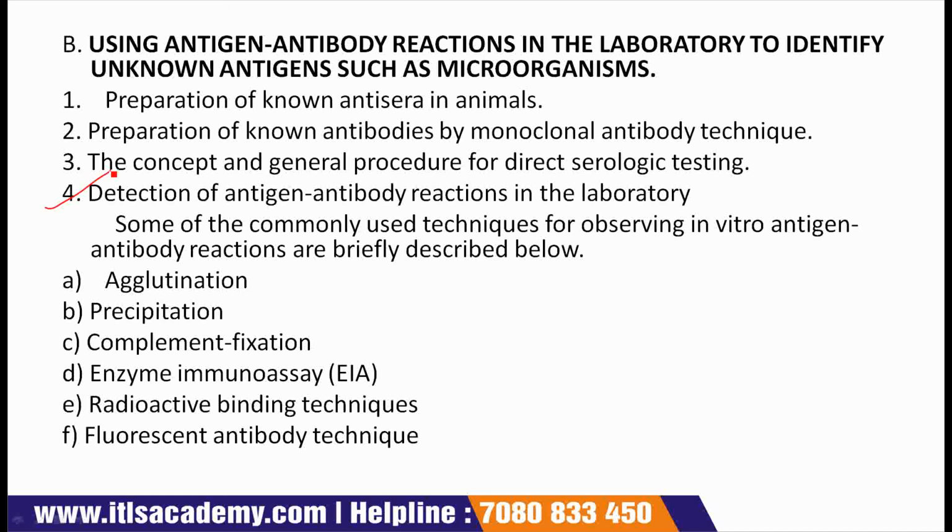Fourth point is detection of antigen-antibody reactions in the laboratory. Some of the commonly used techniques for observing in vitro antigen-antibody reactions are briefly described below. These techniques are agglutination, precipitation, complement fixation, enzyme immunoassay, radioactive binding techniques, and fluorescent antibody technique.